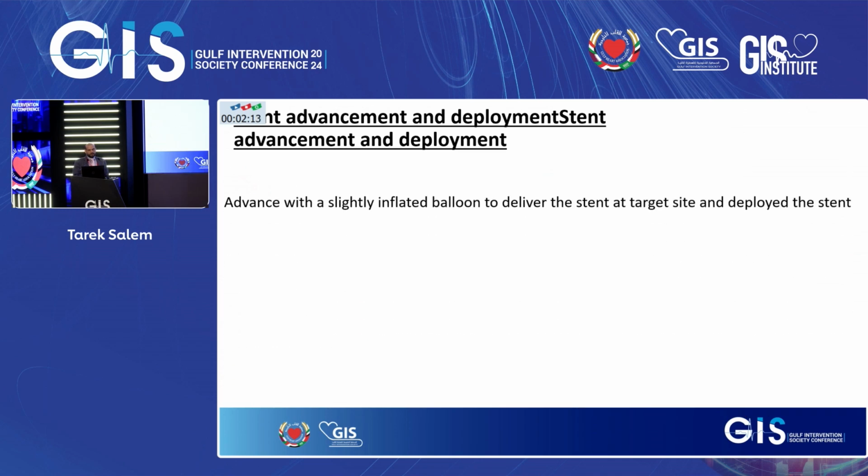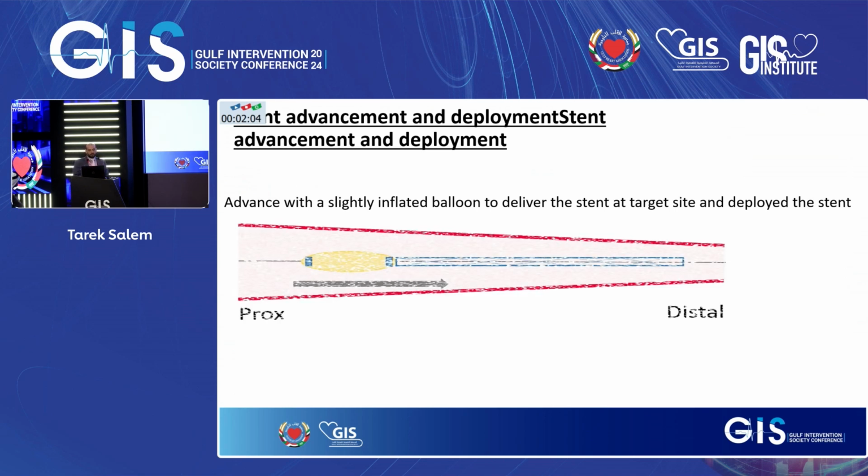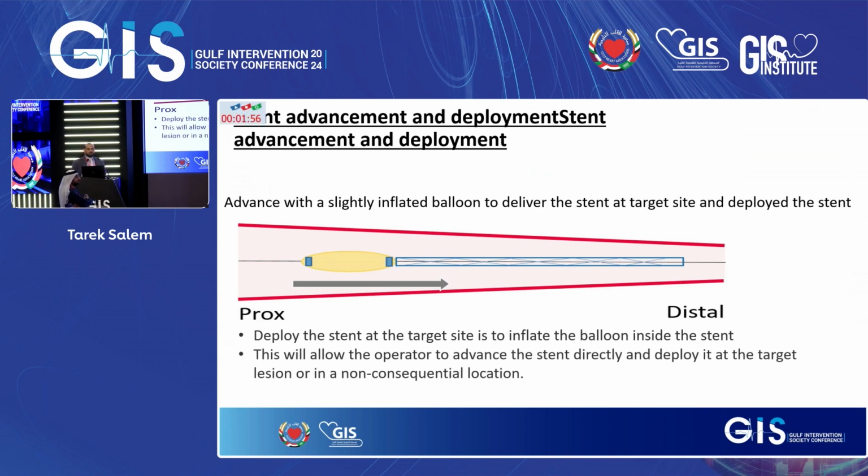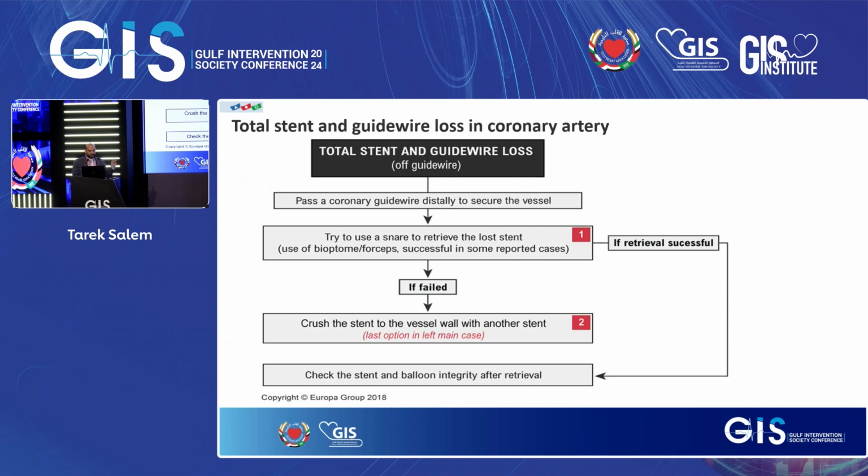So finally, there is also advanced deployment of the stent. Advance with a slightly inflated balloon, so deploy the stent at the target site and inflate the balloon inside the stent. This will allow the operator to advance directly and deploy at a target lesion or a non-consequential location. I'm just going a bit faster because I can see the time is going.